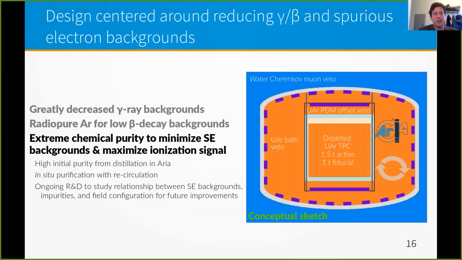And finally, in order to decrease the spurious electron backgrounds and maximize our ionization signal, we expect to get a lot out of having initially extremely pure argon due to the strong purification we'll get out of the ARIA column. We're also designing an in-situ purification and recirculation system. That way impurities that leach into the argon during operation can be removed. And we have active R&D going on to better understand these spurious electron backgrounds and their relationship with various chemical impurities so we can target their removal and optimize the field configuration to give us the strongest signal that we can over our backgrounds.